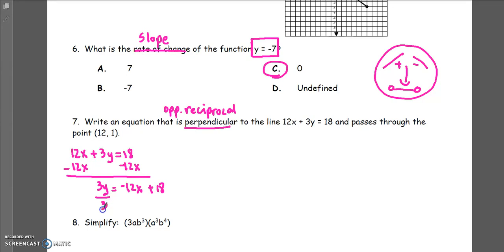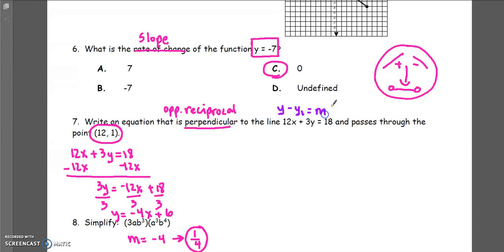I divide everything by 3. And I'll end up with y equals -4x plus 6. So my slope on this equation is -4. But I need the opposite reciprocal, so remember I need it to be positive, and then it will be 1/4. So this is the slope that I need to be using, and then here's my point that it needs to go through. So that means I'm going to be using my point-slope form. So that is y minus y1 equals m times x minus x1.